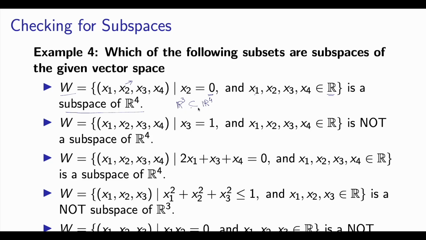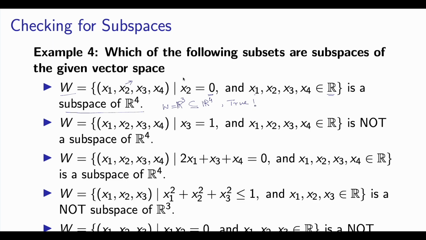So clearly W is a subset, right? Now let us check whether it is closed under vector addition and closed under scalar multiplication. All are going to be satisfied. True, I can say true, right? The zero vector, 0, 0, 0, 0, belongs to W, all those things. So if you see, this tuple is 0, right?